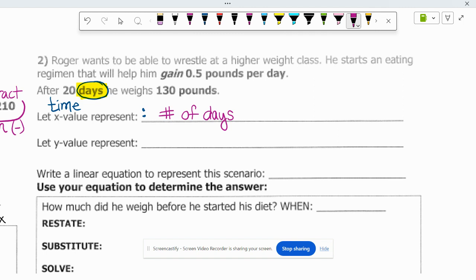So the only other unit that we have in this word problem is what? Pounds. So let's let Y equal the number of pounds. Y is going to be the number of pounds. So let's talk about what we have. What do you think this gains 0.5 pounds per day is talking about?